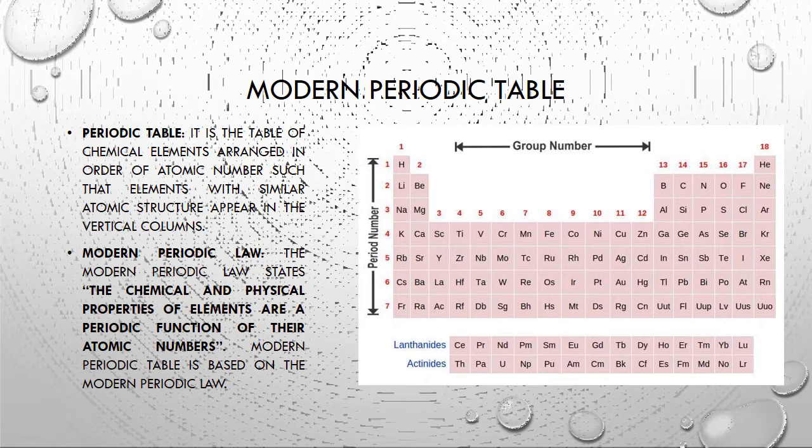Modern periodic law. The modern periodic law states that the chemical and physical properties of elements are a periodic function of their atomic number, not molecular weight. This is the modern periodic law. The modern periodic table is based on the modern periodic law.